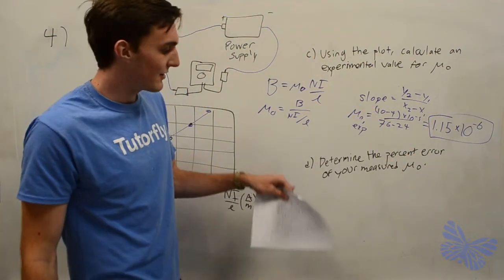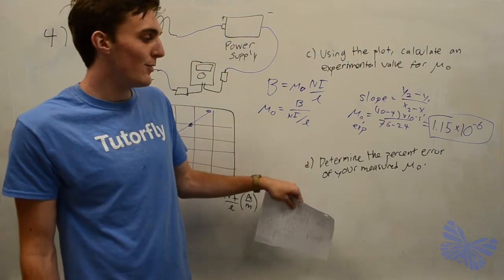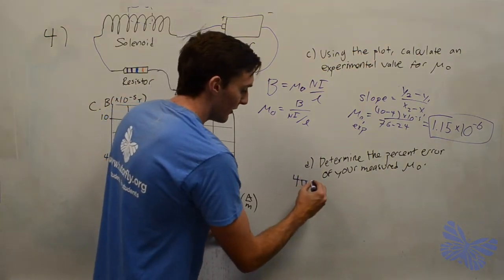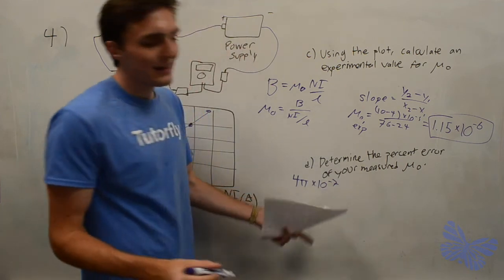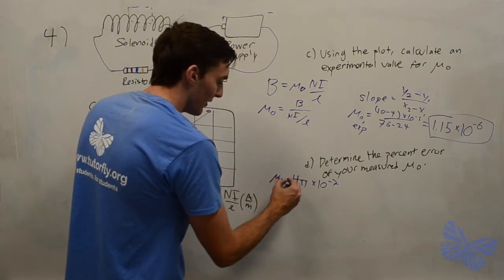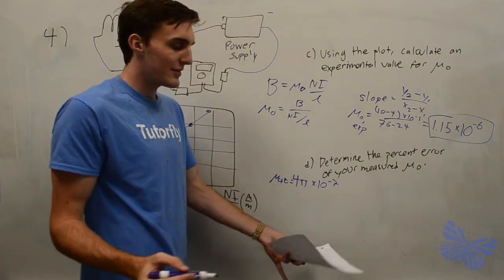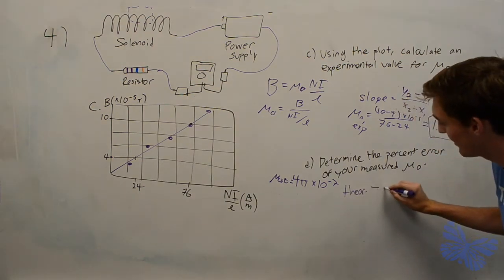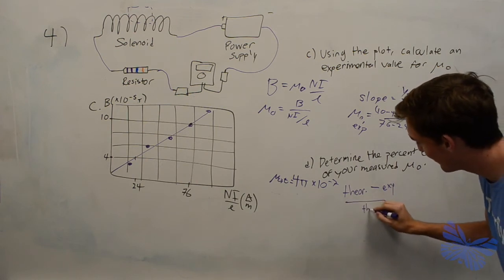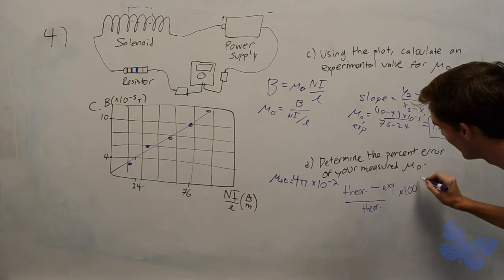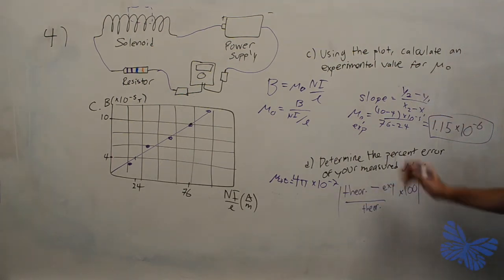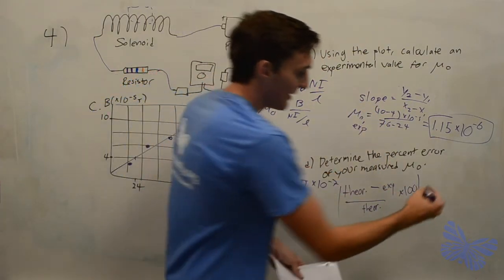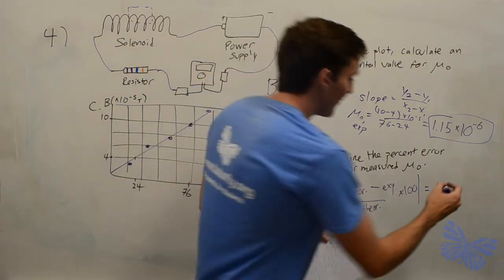And so the last part asks you to calculate the percent error of this measured value compared to the theoretical value for mu naught. So that's going to be 4 pi times 10 to the minus 7. And they give you this on your equation sheet. So this is mu naught theoretical. And so to calculate the percent error, we do theoretical minus experimental over theoretical times 100, and then take the absolute value. So in this case, if you plug in this for theoretical and then this for your experimental, you end up getting that your error is 8.5%.